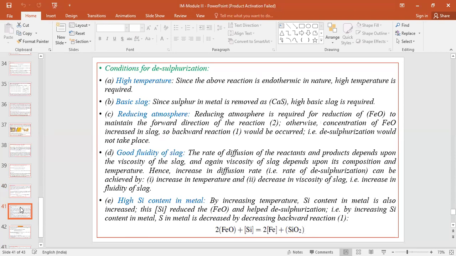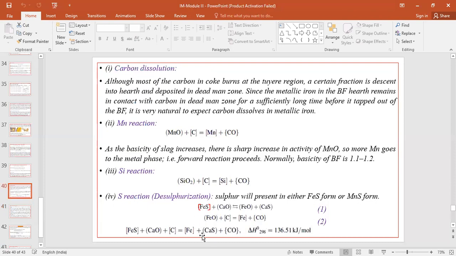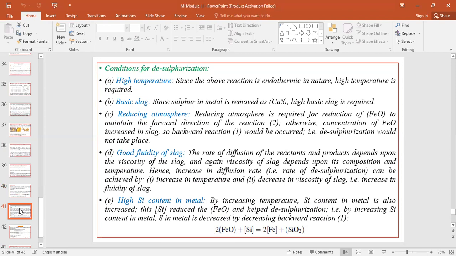So if you see the conditions for desulfurization, because desulfurization can effectively take place only in the blast furnace, the first one is high temperature. We require high temperature for removal of sulfur in the blast furnace because, as I just now told you, this kind of reaction is endothermic. So for these reactions to accelerate in the forward direction, we require high temperatures. High temperatures are necessary for the removal of sulfur in the blast furnace.